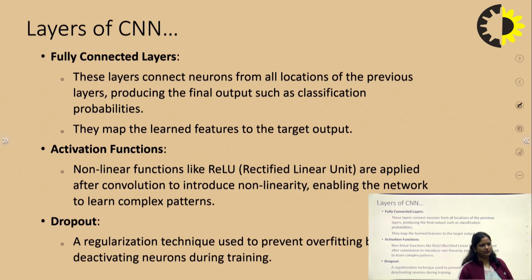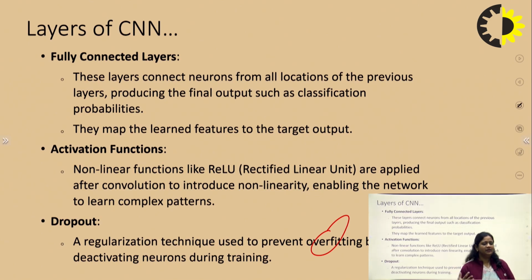Now the activation function. Non-linear functions like the rectified linear unit are applied after the convolution to introduce non-linearity between these complex patterns. Now the last one is the dropout layer, a regularization technique used to prevent overfitting and underfitting by deactivating neurons during the training. And overfitting means if we have a model that does not work well with the training data set, then how will it perform with the testing data set.